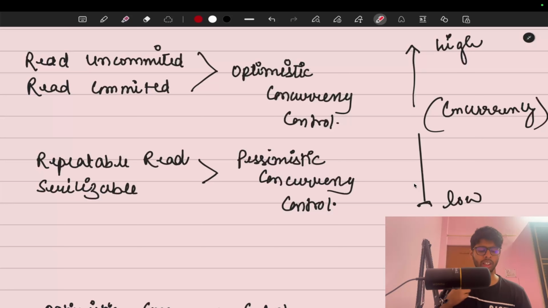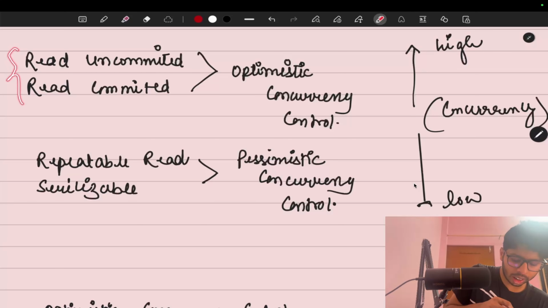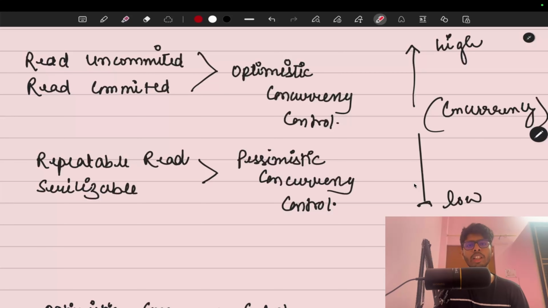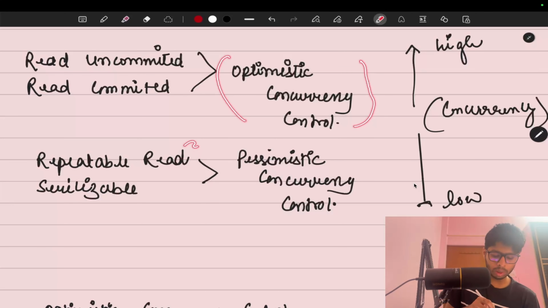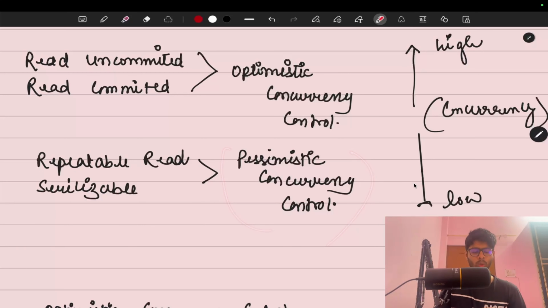Please watch the video where I explained read uncommitted, read committed, repeatable read and serializable to understand this topic. What we are going to see is that read uncommitted and read committed in combination make optimistic concurrency control, and repeatable read and serializable in combination make pessimistic concurrency control. So let me make you understand this point.